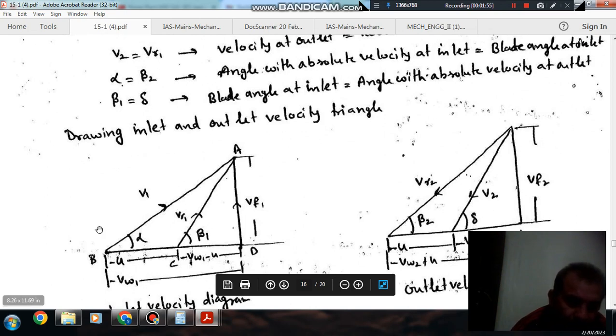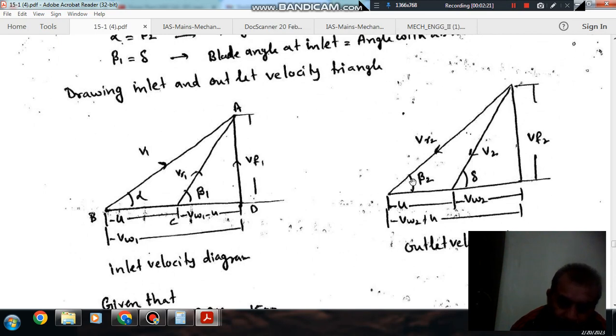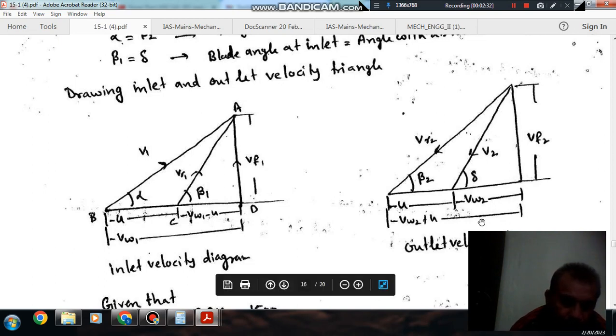This is the inlet velocity diagram. This is absolute velocity, this is blade velocity, and this is whirl component of velocity. This is flow component of velocity at inlet, this is relative velocity, and this is blade angle. Okay, and the outlet velocity diagram: this is relative velocity at outlet, this is absolute velocity, this is blade angle at outlet, and this is angle of absolute velocity at outlet. This is blade velocity, this is whirl component, this is flow component, and this is VW plus U.